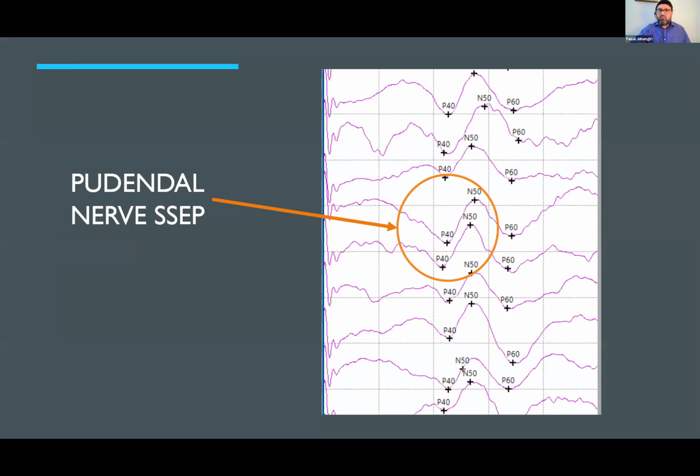When we do the bulbocavernosus reflex, we are monitoring the reflex in the pelvic floor. But when we do pudendal nerve SSEP, we are monitoring the sensory root up to the somatosensory cortex.